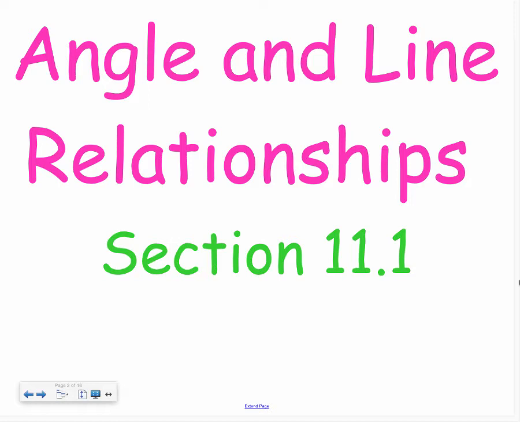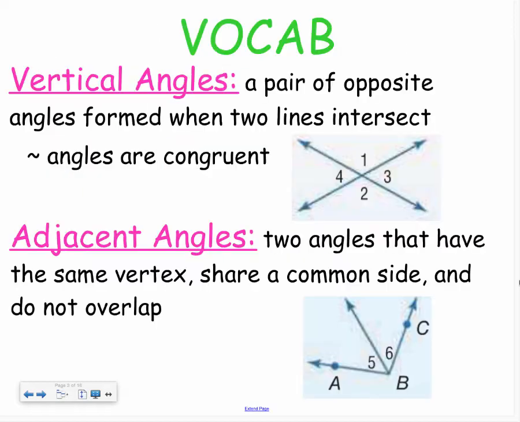It is a lot of vocab today, so you will be taking a lot of vocab notes, but it is important that we understand these relationships before we move on to the rest of the sections in this chapter. So, talking about angles, we know that angles are formed by two line segments coming together and their vertex in the middle. We're going to look at different types of angles today.